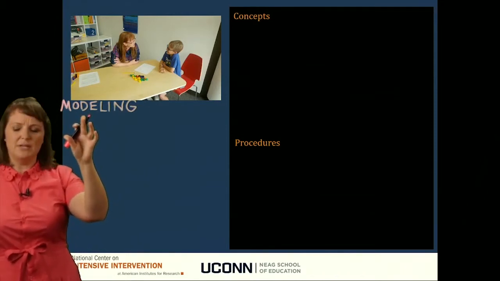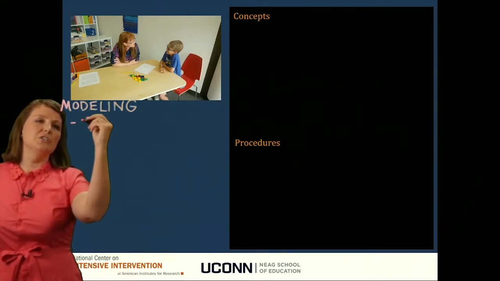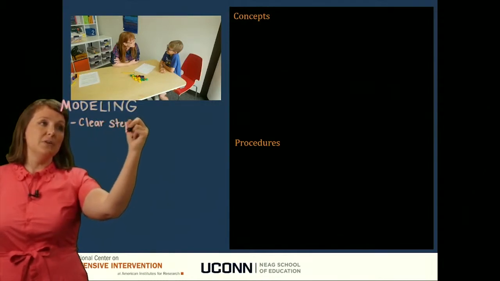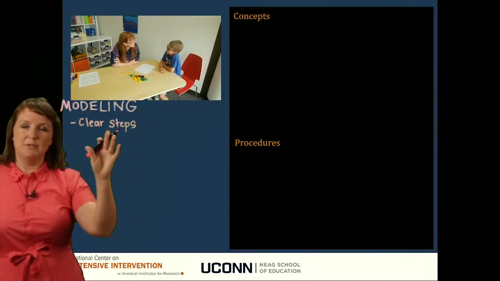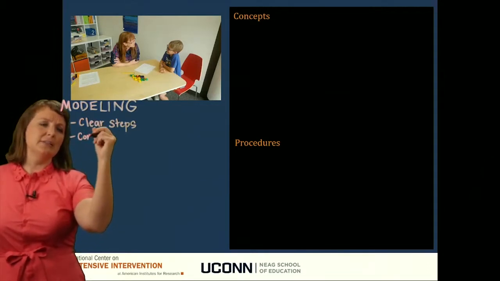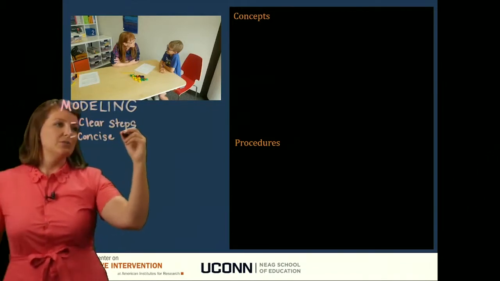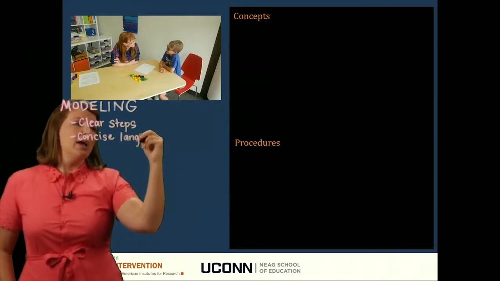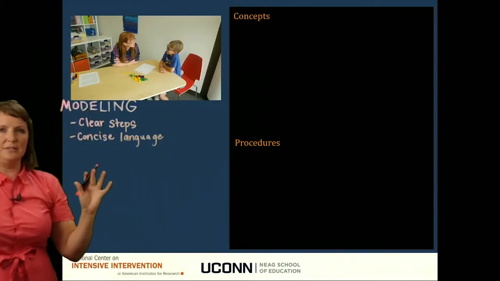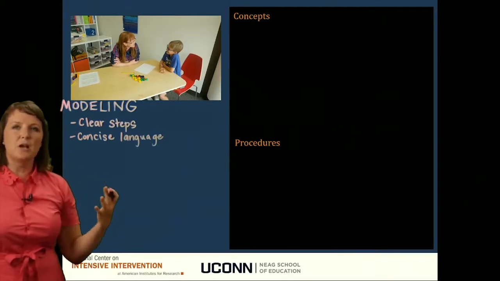I think the first problem they did, I wrote it down, it was 3 groups of 2. So she modeled and she had a set of clear steps about how to use the manipulatives to solve that problem 3 times 2. She also had a really nice attention to concise language. Notice how she described 3 times 2 as 3 groups of 2, and she consistently used that language throughout the lesson. Whenever she was talking about multiplication, it was always groups of.